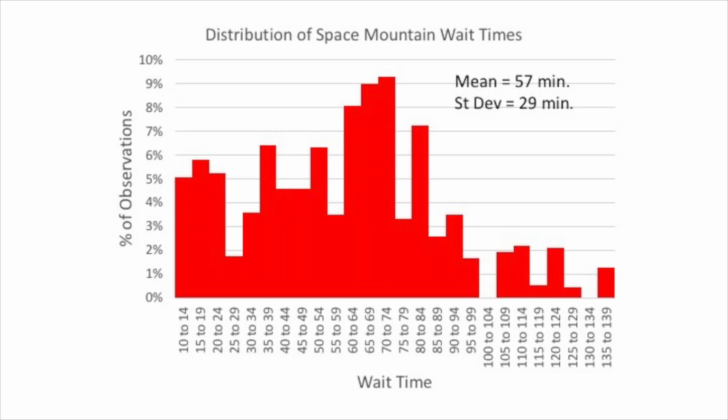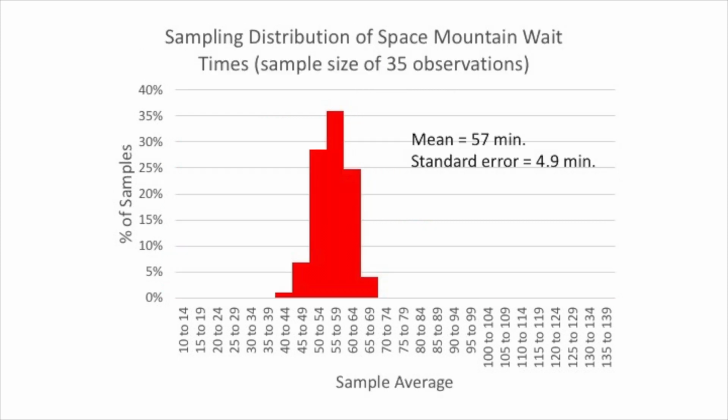So let's go back to the distribution of the underlying variable, or the distribution of Space Mountain wait times. This is the population of all wait times. The mean value is 57 minutes, and the standard deviation is 29 minutes. So now we can go back to the sampling distribution of Space Mountain wait times. Again, this is showing the distribution of the mean values from these random samples of 35 observations.